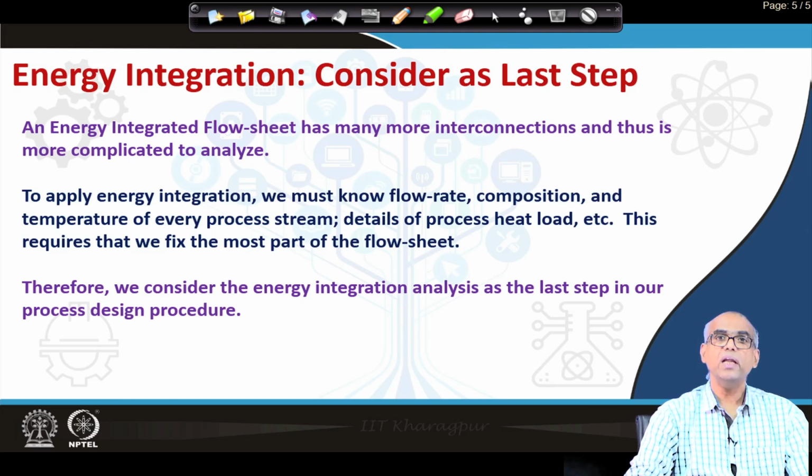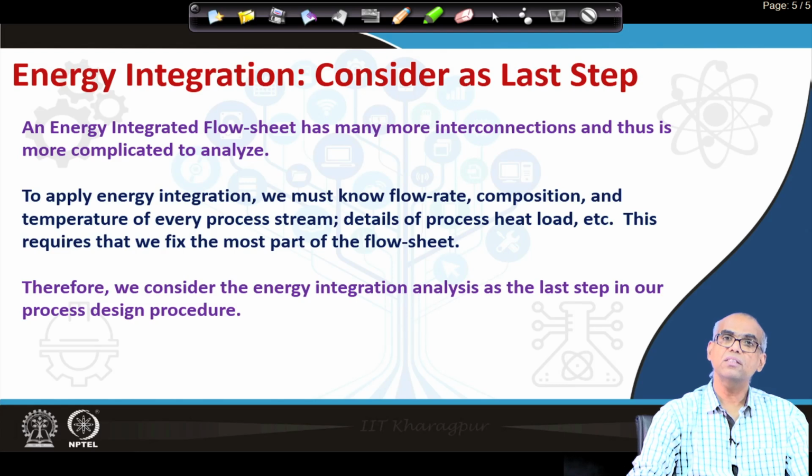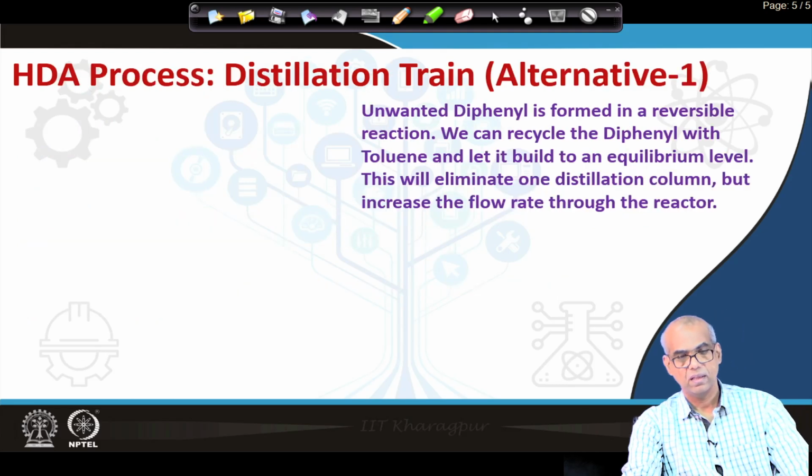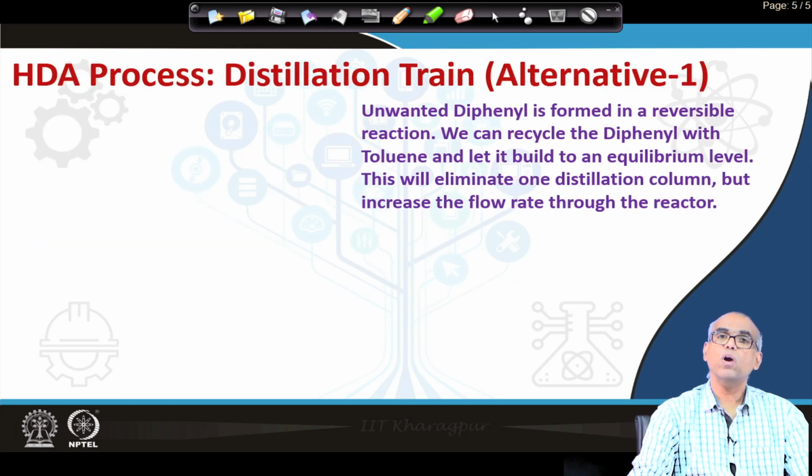Now, we will go on analyzing other steps of the process and we will try to see whether there exists a hierarchy of decisions or not. The decision that we just took is that energy integration should be taken as a last step. So, we also try to see when should we design the separation process, when should we design the reactor and the recycle, etc. Now, let us focus our attention on the distillation train.